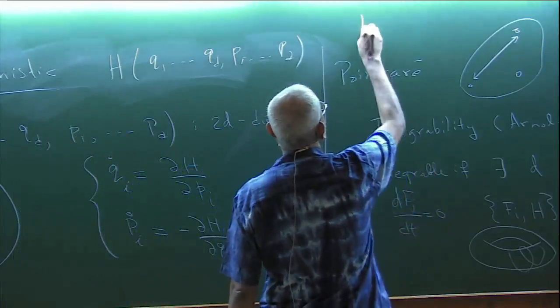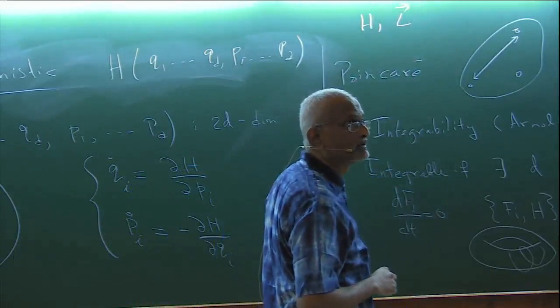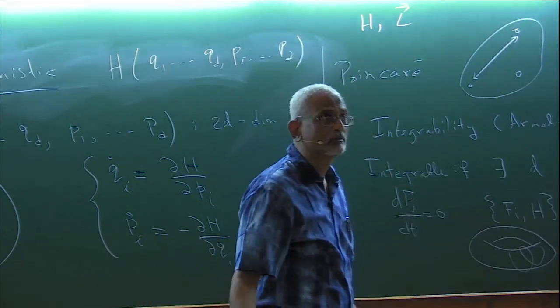But you do know that there are several constants of motion. There is, of course, energy. There is total angular momentum. All components of angular momentum are conserved. What else is conserved?